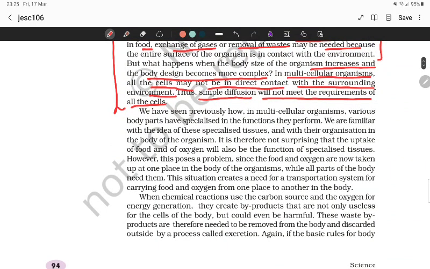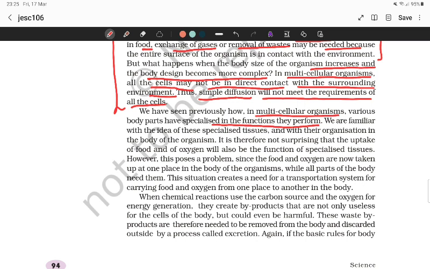So, in multicellular organisms, various body parts have specialized functions they perform. Multicellular organisms have many cells, and each cell or a group of cells performs different types of functions, and thus what do they form? They form tissues. So different tissues also get together to perform a particular function, and they form organs and organ systems are formed. What happens because of this?